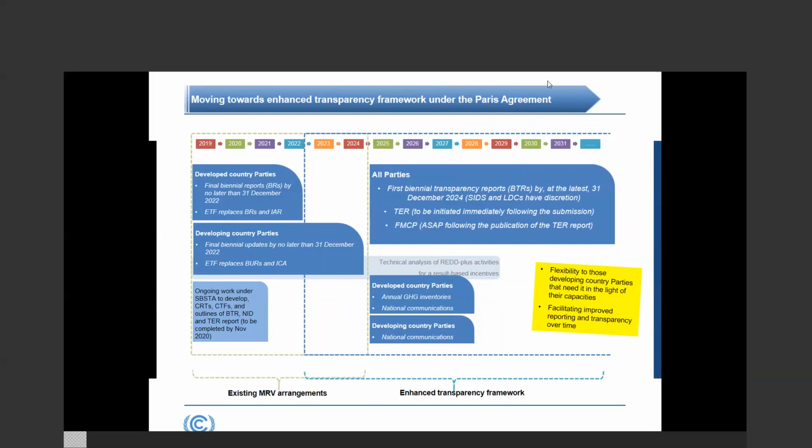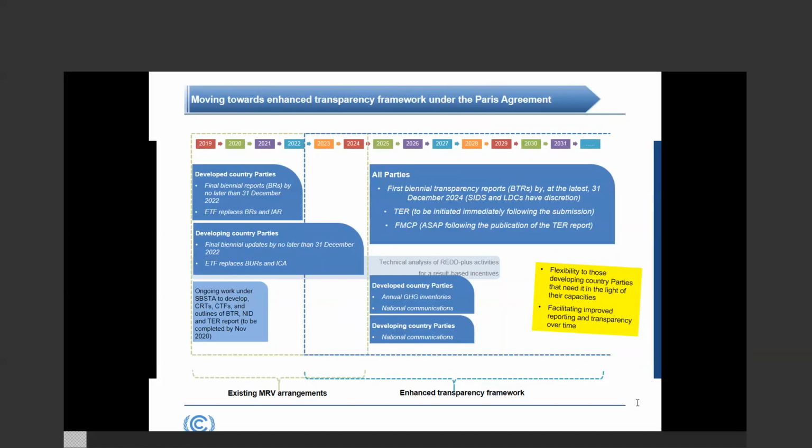So parties will start to submit the first BTR no later than the end of 2024. If anyone wishes to submit an earlier report, they can do that. The deadline to submit the BTR is the end of 2024. All the reports submitted will go through the technical expert review process, followed by the FMCP, which is facilitated multilateral consideration of progress. In the meantime, the current obligation under the convention will still continue, meaning that developed countries will still submit annual GHG inventories, and everyone will continue to submit national communications.